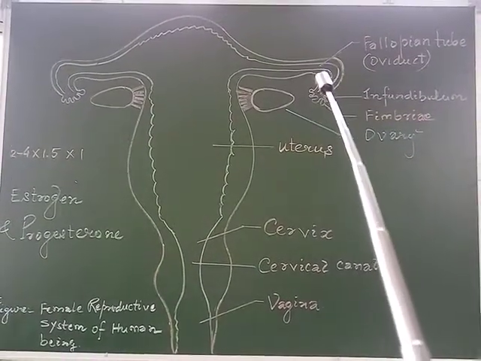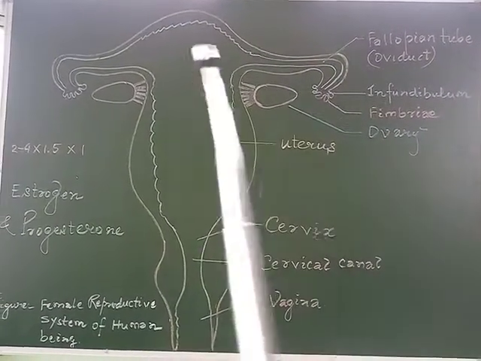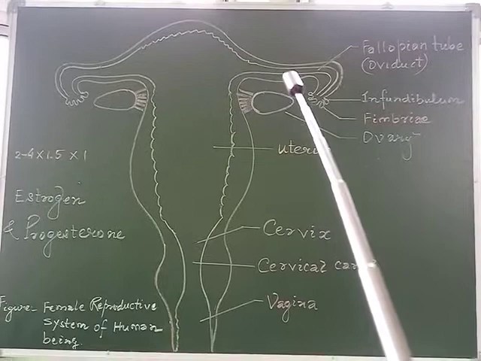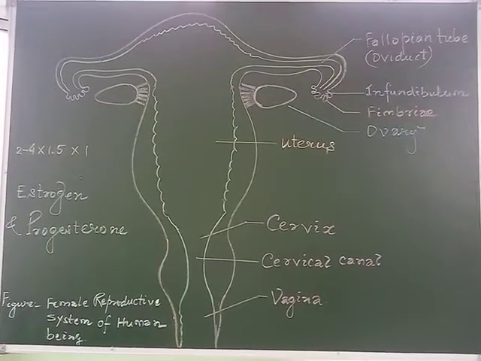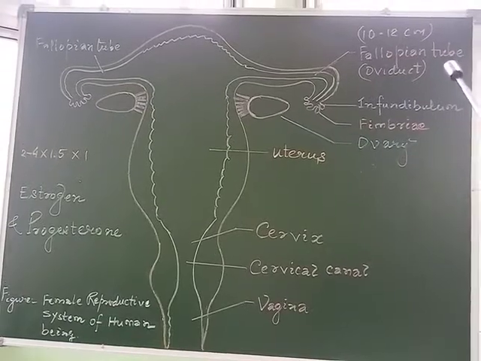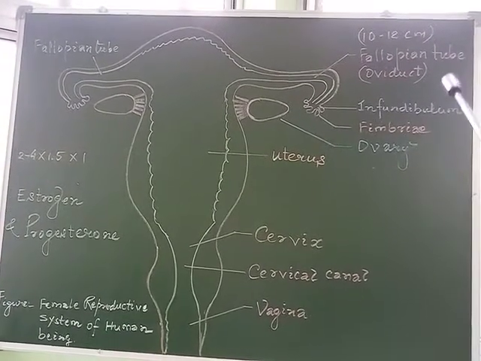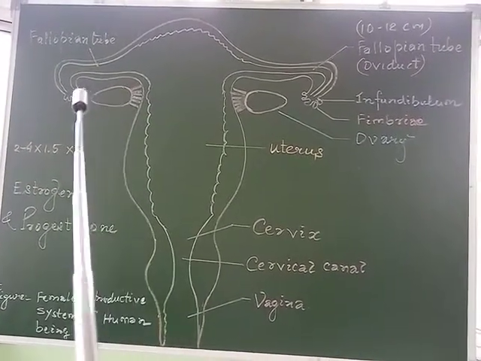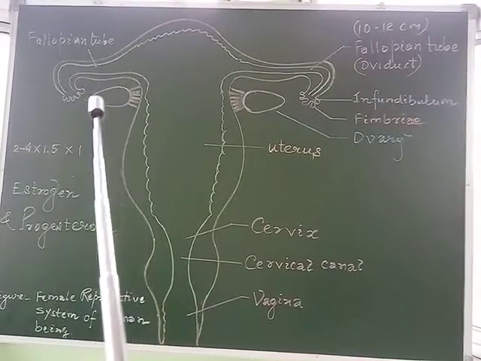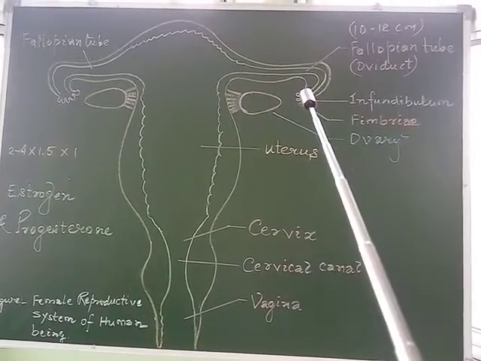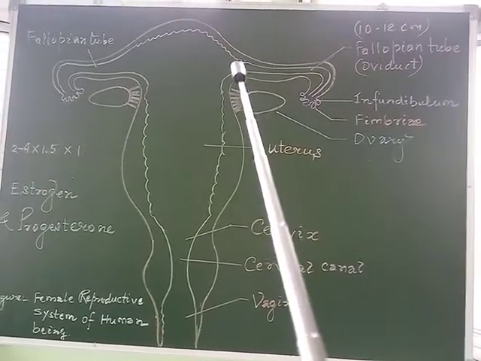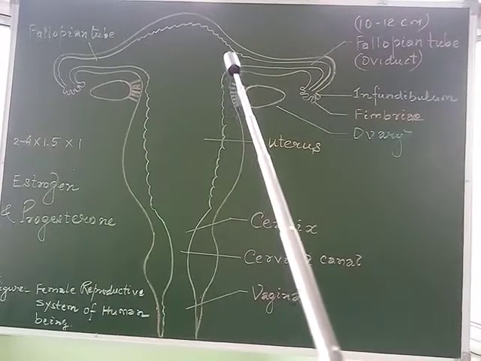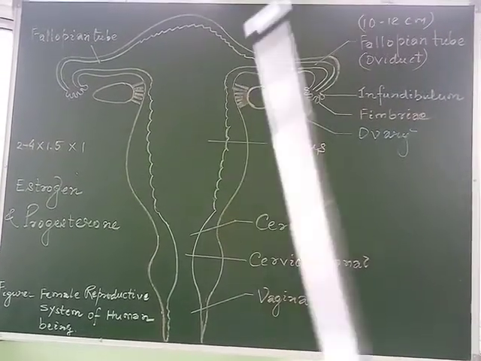Now, regarding the fallopian tube, also called the oviduct. These fallopian tubes or oviducts are around 10 to 12 centimeters long, extending from the periphery of each ovary. We can observe in the diagram that the fallopian tube extends from each ovary, is around 10 to 12 centimeters in length, and reaches the uterus, which is also called the womb.